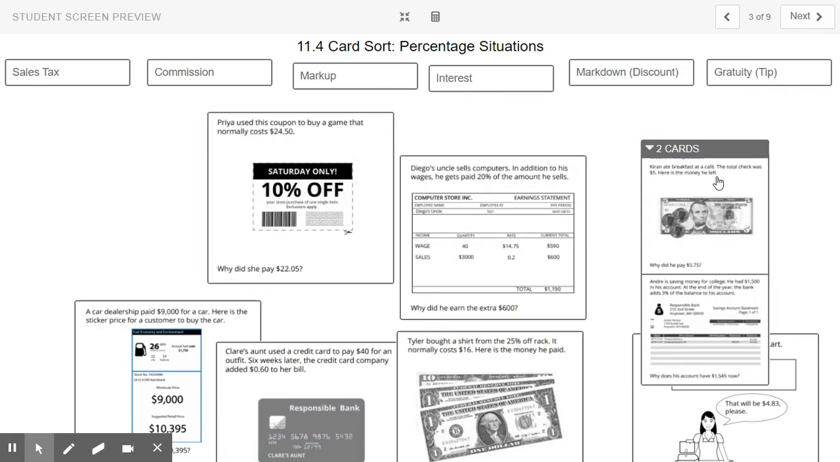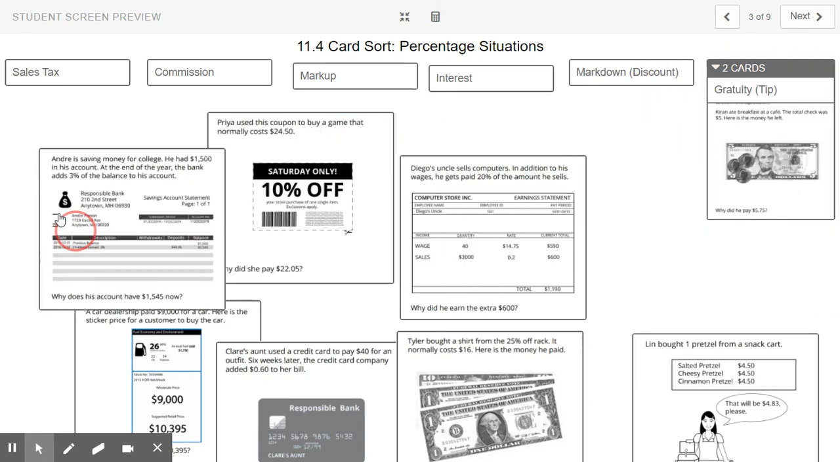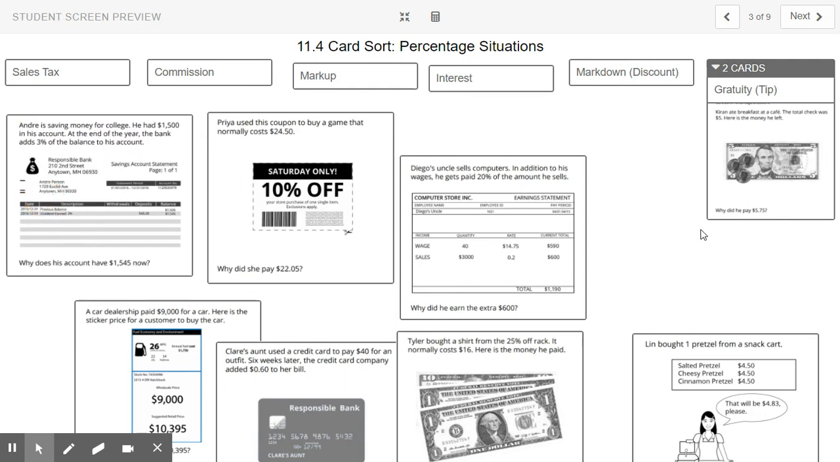And so my main clue that it was gratuity is that it said, like I said, the total amount and that he's eating breakfast at a cafe.